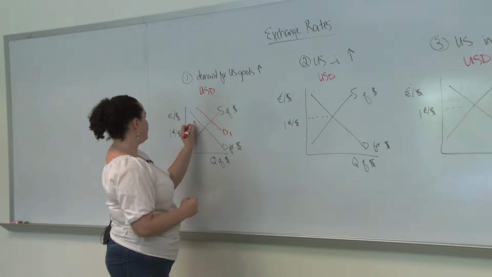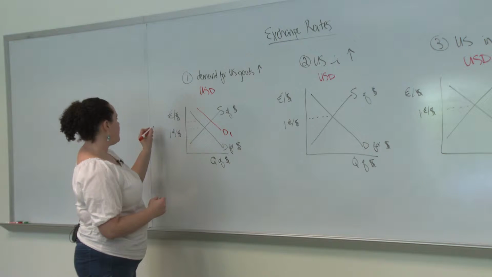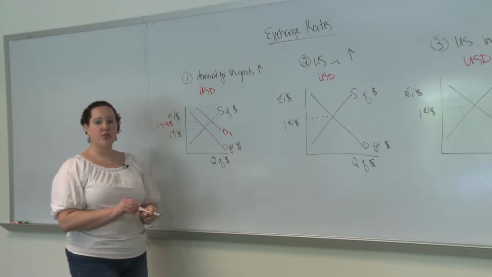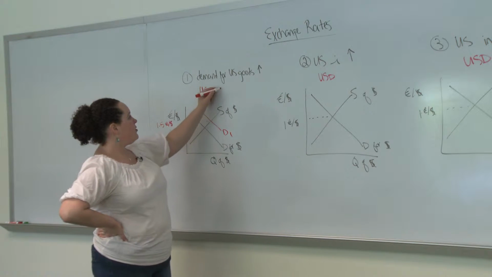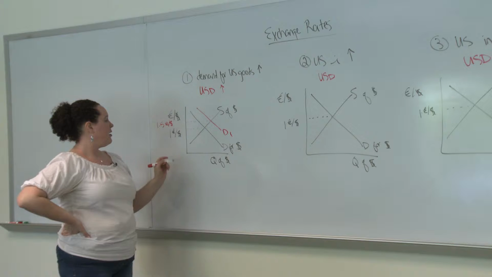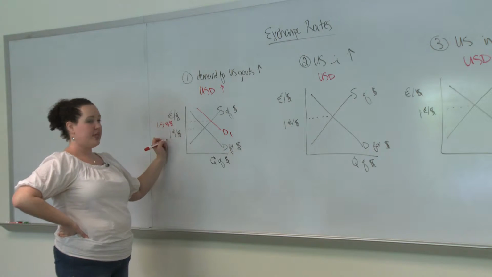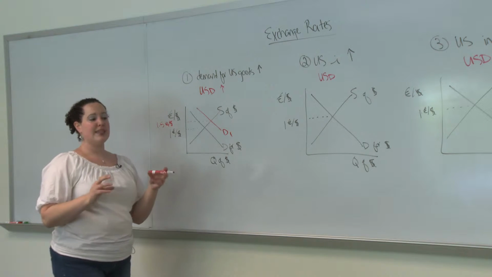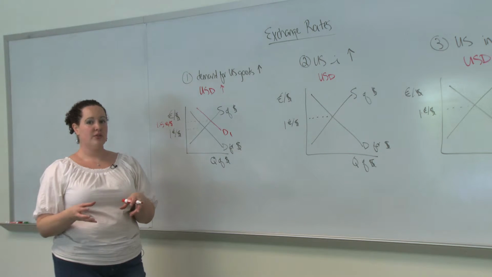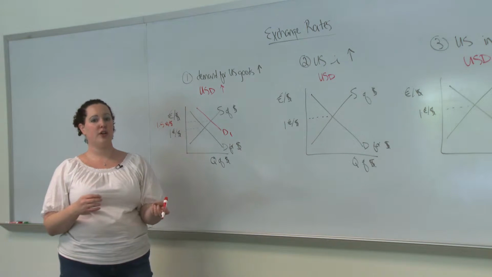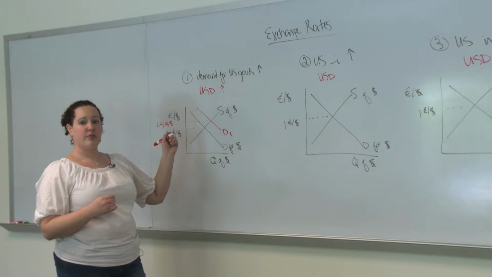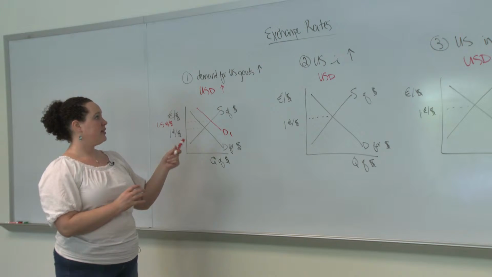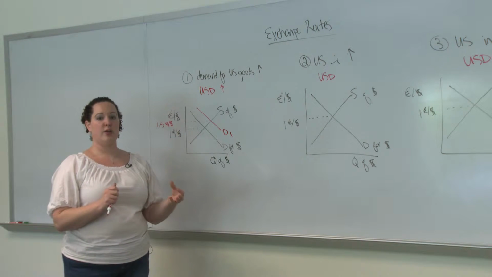It shifts out. And when that happens, we end at a new exchange rate of 1.5 euros per dollar. And in this case, the US dollar has appreciated because before, $1 would get you 1 euro. Now, the exchange rate is 1.5 euros per dollar, which means that each dollar gets you 1.5 euros instead of 1. Because the dollar is now stronger against the euro, the US dollar has appreciated. So the first determinant of exchange rates is demand for goods. If the demand for US goods increases, the dollar will appreciate.